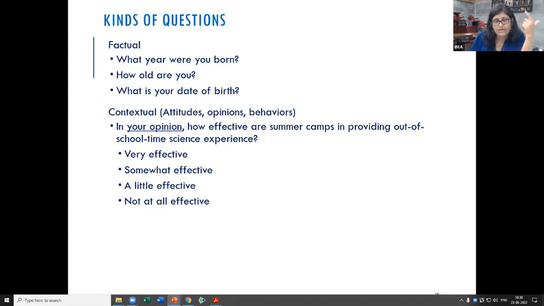Because then I'm doing a calculation. If I'm born at a particular year, I'm doing a plus and minus in my head. Much better to ask which year or what year were you born.